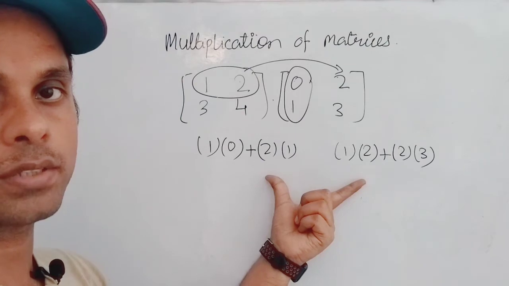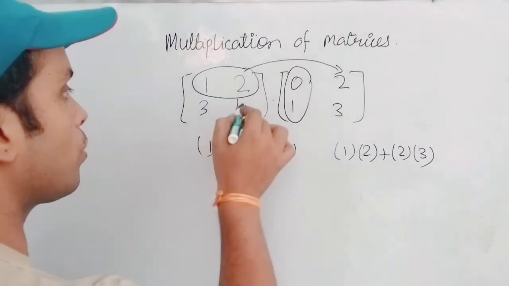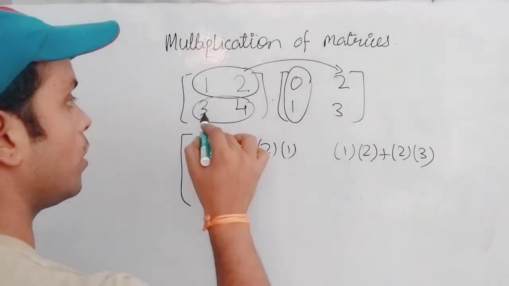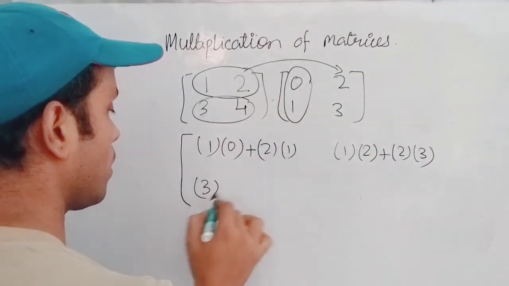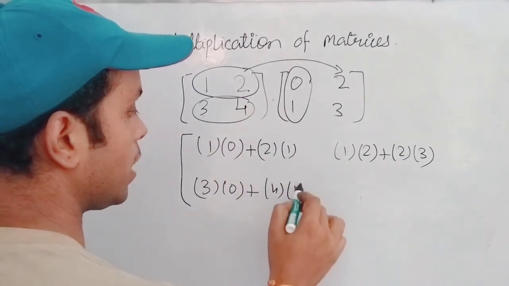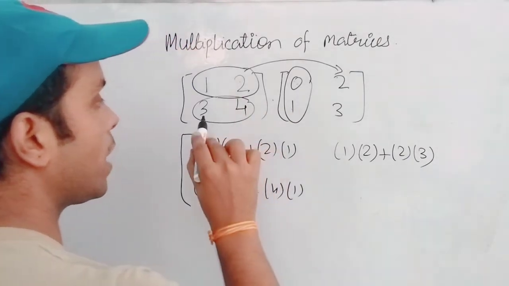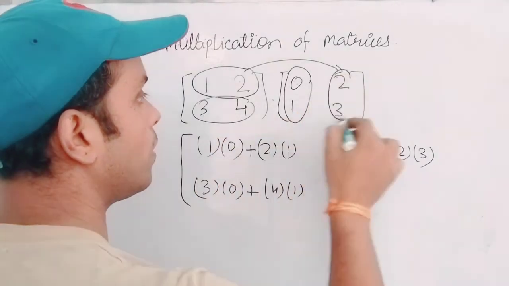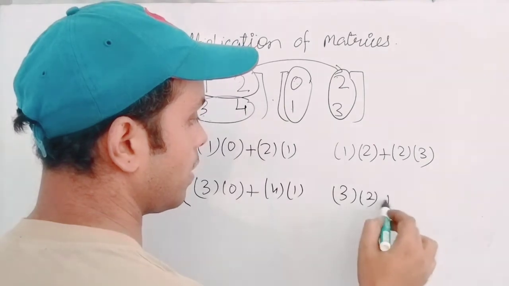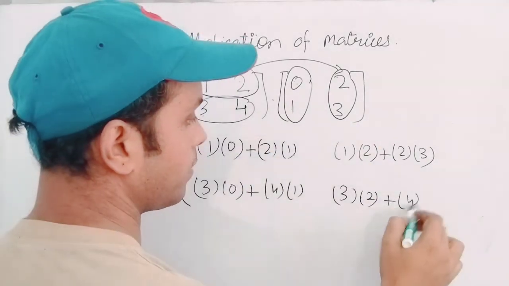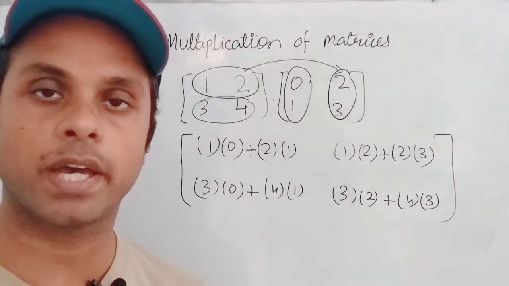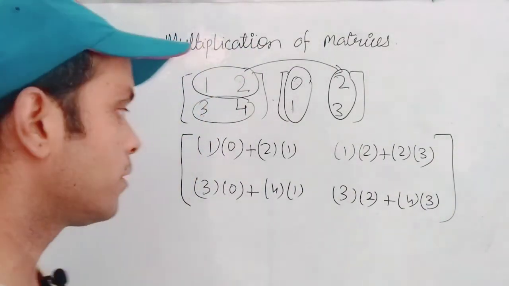Now we are moving towards second row. Multiply second row with first column and write the result in second row. 3 into 0 plus 4 into 1. We always multiply the corresponding elements. Now multiply this row with second column. So 3 into 2 right there plus 4 into 3. Multiplication is done. Now simplify to obtain your result.